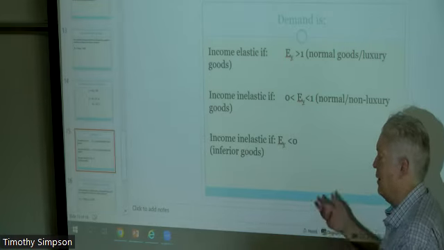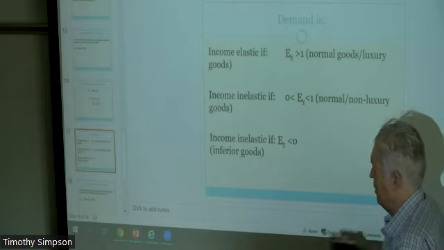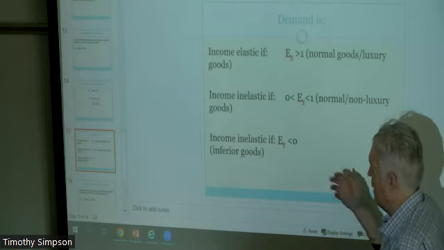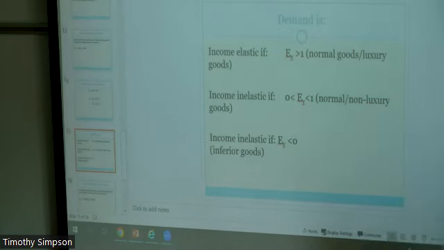Likewise, if incomes are rising and people demand less of that good, people might demand fewer generics or whatever. If incomes are rising, then you've got a negative divided by a positive, and that is once again a negative value. So those are inferior goods. This is how we measure it by this measure.